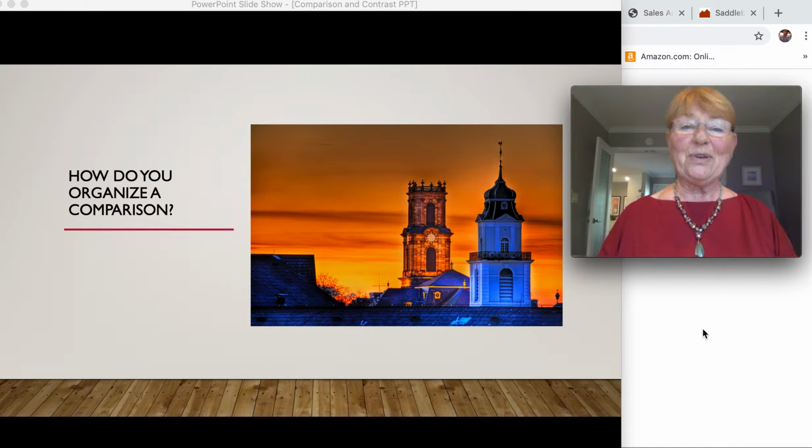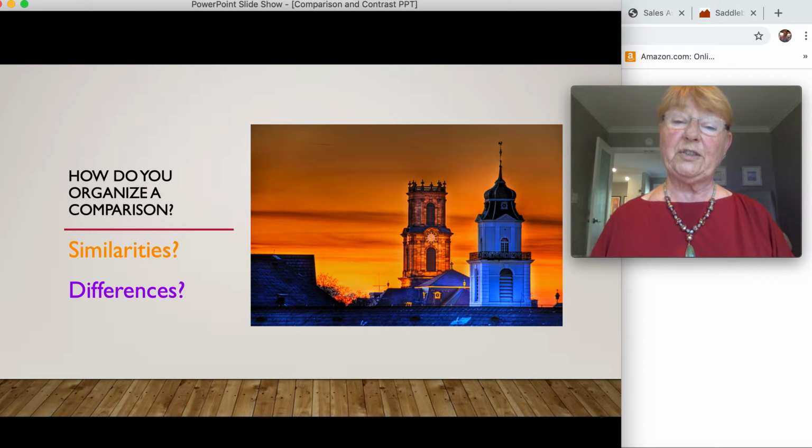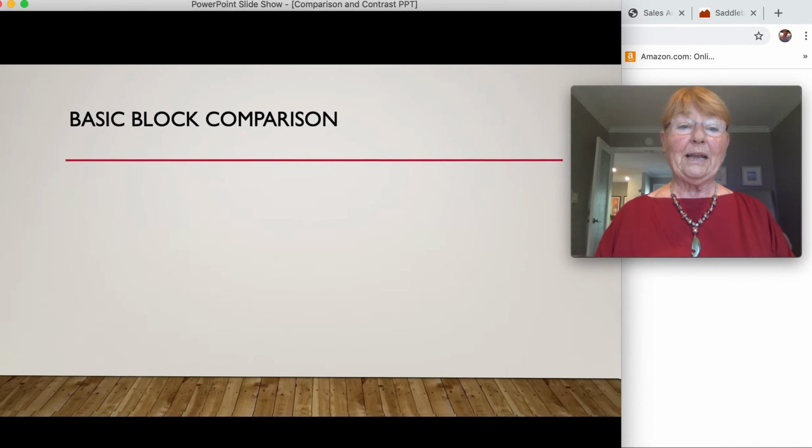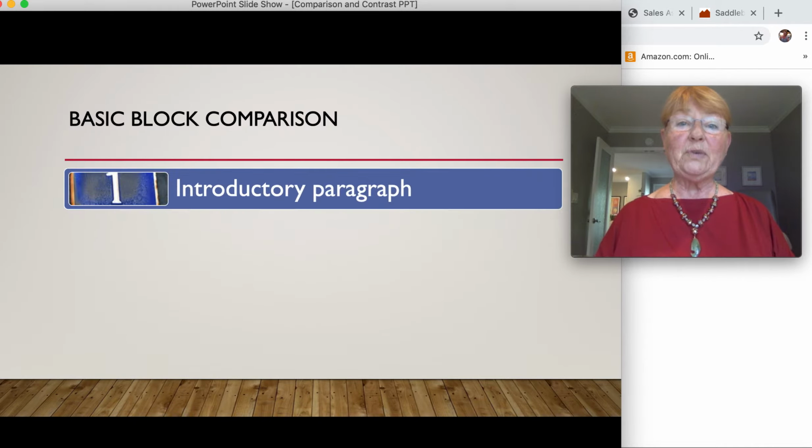So the big question really is, how do you organize a comparison? Well, do you mostly talk about the similarities or do you mostly talk about the differences? That'll be your first decision. It could be all similarities or all differences, or it could be a combination of the two. There are three basic ways of organizing a comparison essay, and you can have minor differences inside those three different ways. The first one is called a basic block comparison.